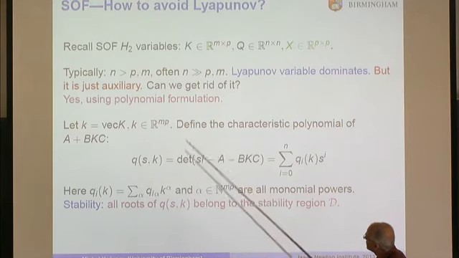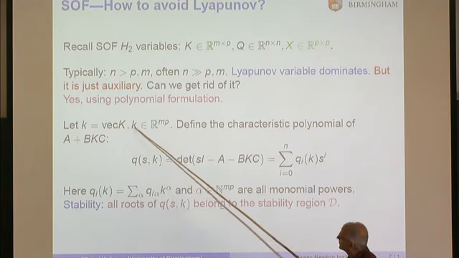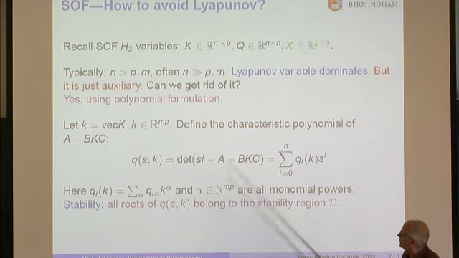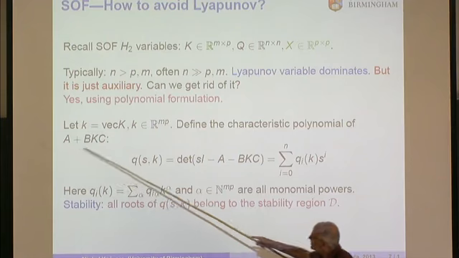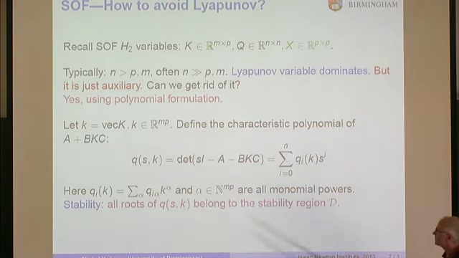How do we do that? First, let's vectorize that matrix variable. So instead of a matrix m by p, we get a vector of size m times p. Then the condition is that this matrix should be negative definite. It should be stable.